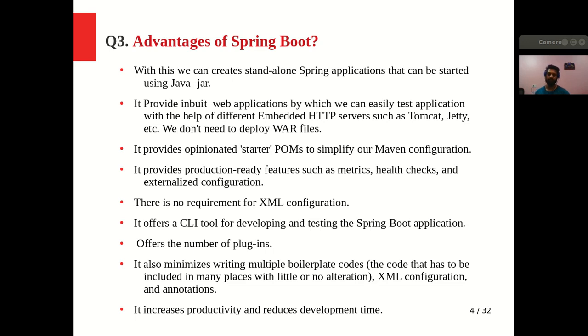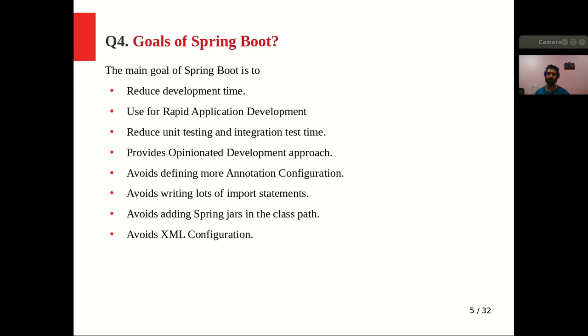So let's move to the next question: what is the goal of Spring Boot? The main goal of Spring Boot is to reduce the development time. It is used for rapid application development. It reduces the unit testing and integration test time. It provides an opinionated development approach, as we have discussed what the opinionated development approach is.